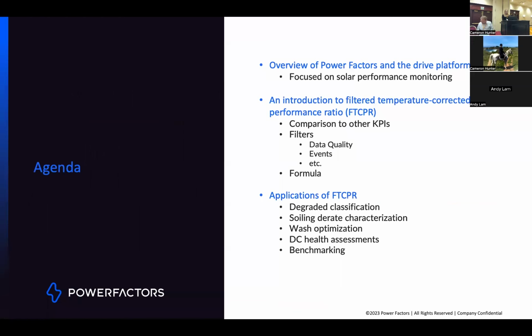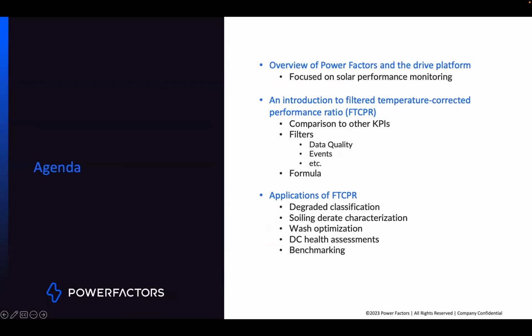During this presentation, I'd like to focus on a few areas. Starting with an overview of Power Factors and the Drive platform. Next, I'll introduce the filter temperature corrected performance ratio, or FTCPR, including a comparison to other KPIs, filters, data quality, events, and then applications of FTCPR, including degraded classification, soiling derate characterization, wash optimization, DC health assessments, and benchmarking.